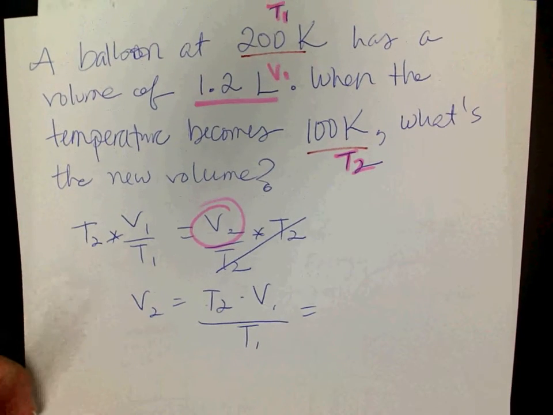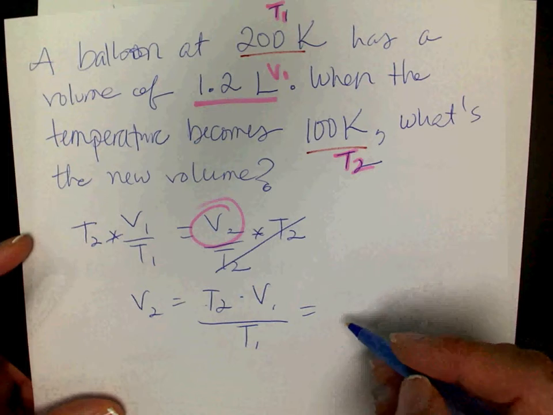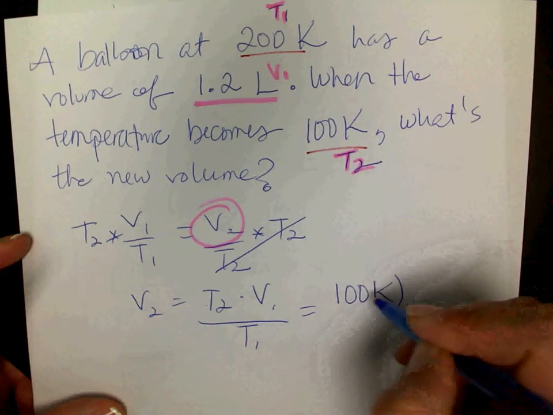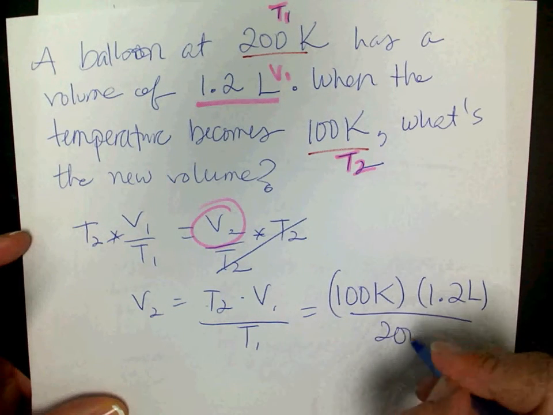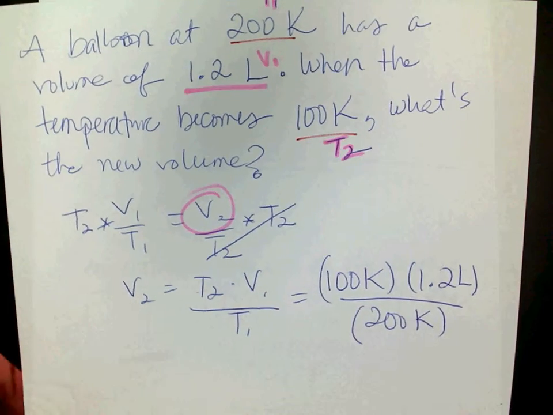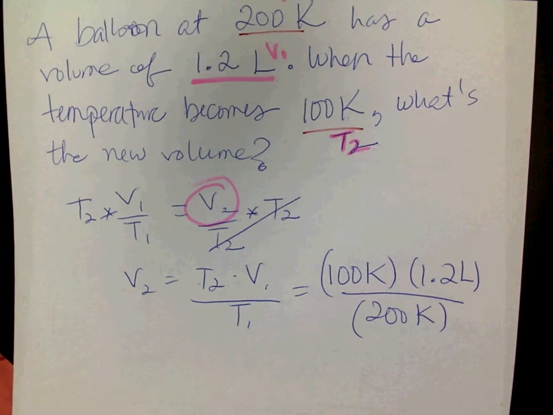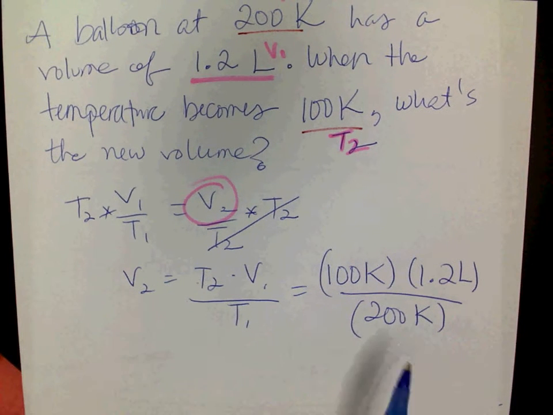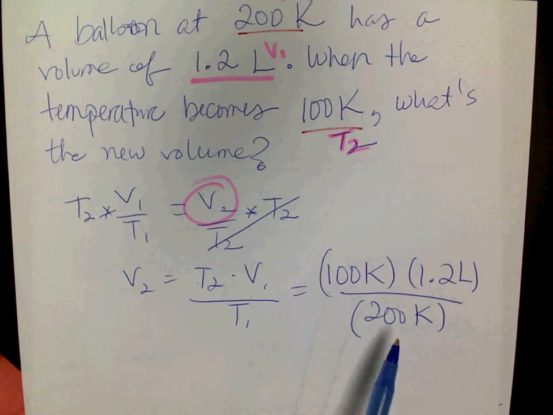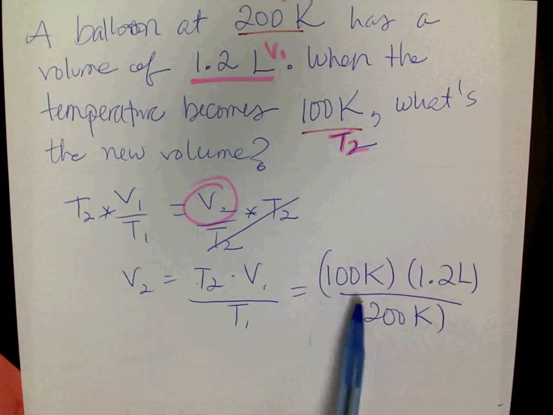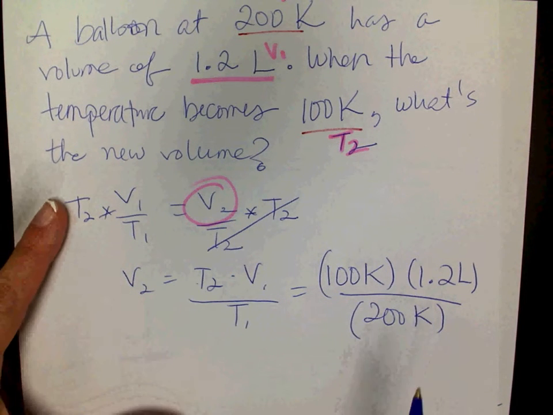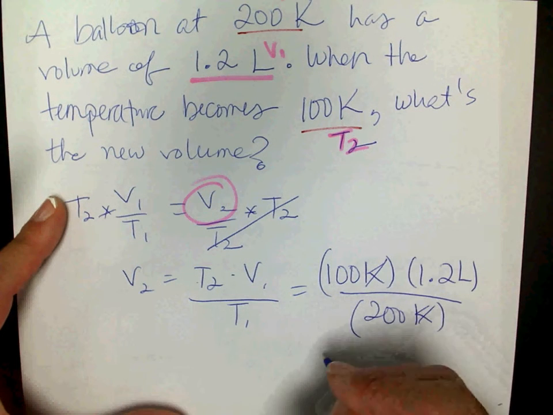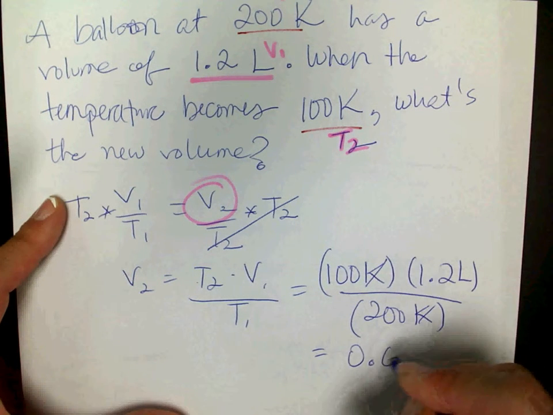Plug it in. See where I am getting everything? What happens to 100 divided by 200? That's 1/2. 1/2 of 1.2 is equal to 0.6. All right, so 0.6 liters.